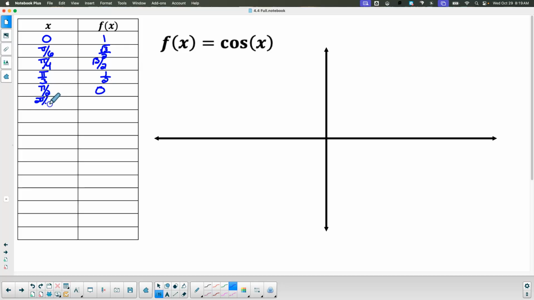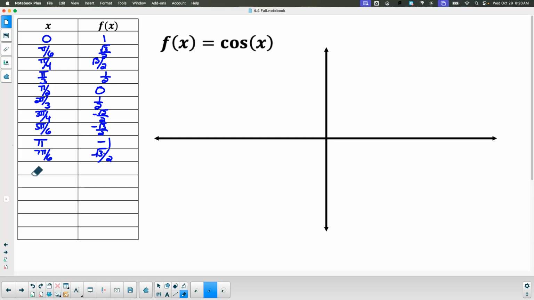2 pi over 3, 1/2 again, 3 pi over 4, 5 pi over 6, pi, -1 there, yep. 7 pi over 6, oops, I forgot the root. 5 pi over 4, oops, I forgot the pi there. Let's see if this works. Nope, that didn't work.